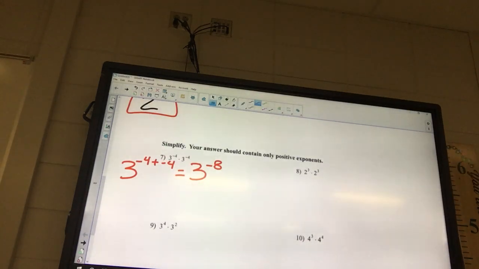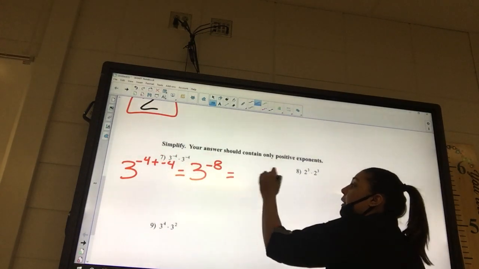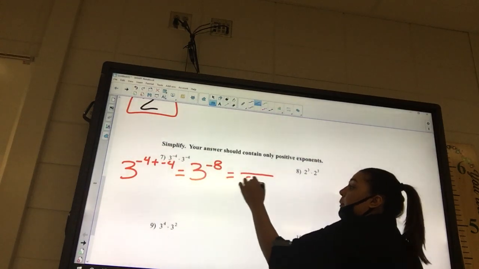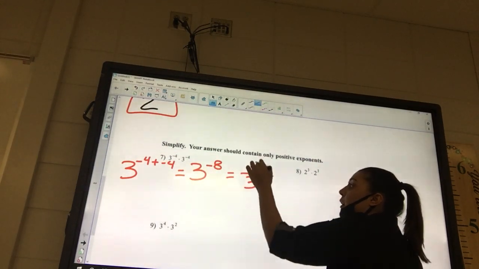Only if it says minus minus right next to each other, like they're almost touching, then okay. But what do we do with negatives? We gotta flip it. So we gotta flip it, put it to the bottom. So this has gotta go on the bottom, 3 to the 8. What goes on the top? A 1.